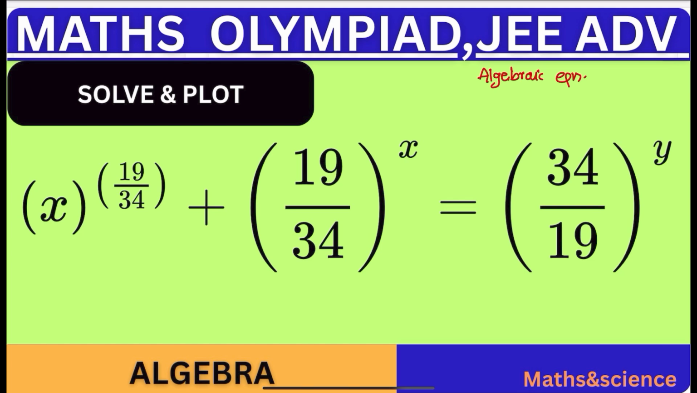First, the equation is x to the power of 19 by 34 plus 19 by 34 to the power of x. Please note that in the first, a numeral is an exponent. In the second, the variable x is an exponent. That is equal, on the right hand side, to 34 by 19 to the power of y. This is a typical algebraic equation.